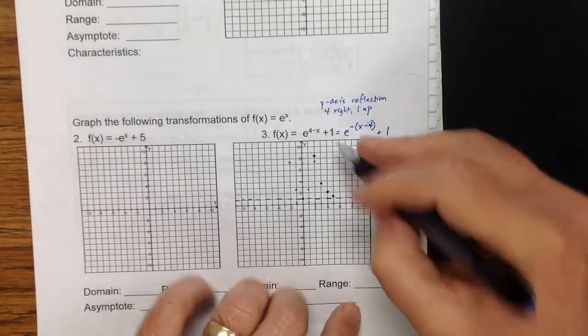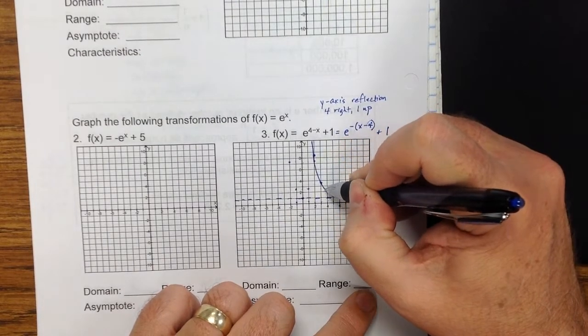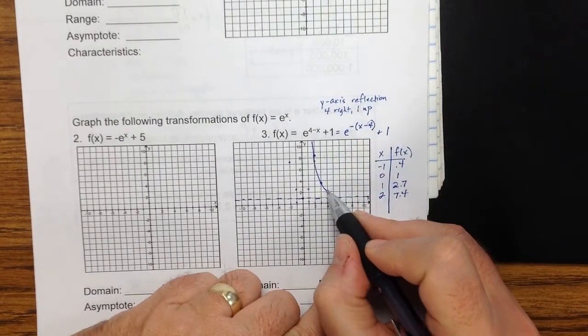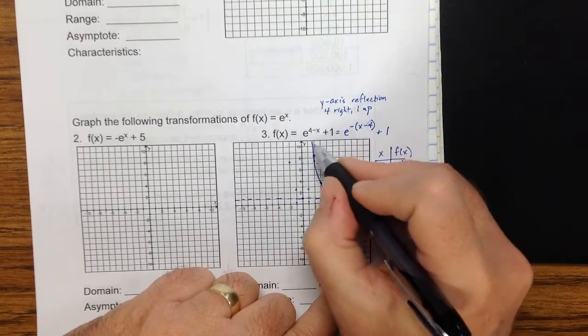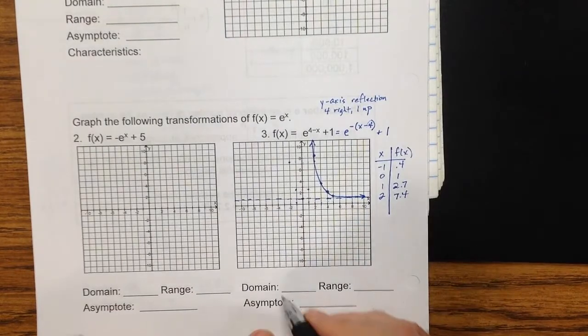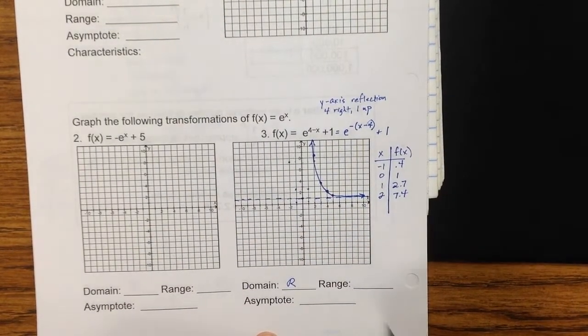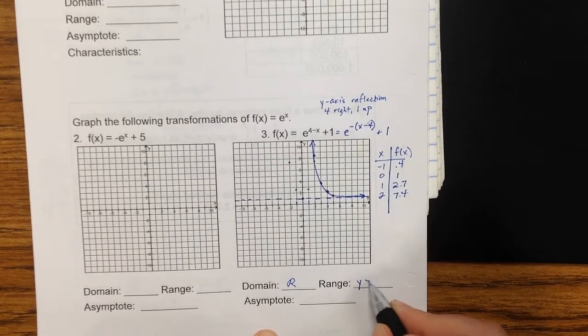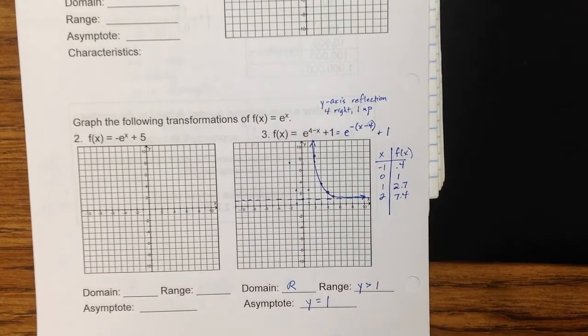Right here. And now I just draw my smooth curve that connects all these points and then follows my asymptote as I move to the right. There we go. My domain for this, all real numbers. My range, y greater than 1, never going to go below that asymptote. And my asymptote, y equals 1. There you go.